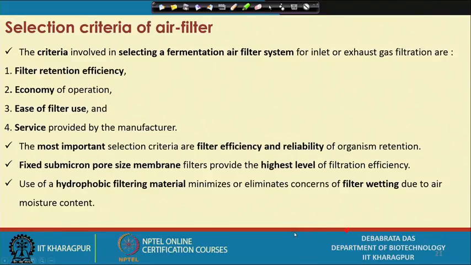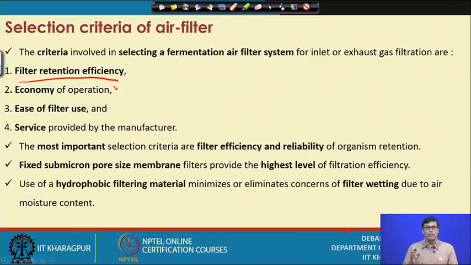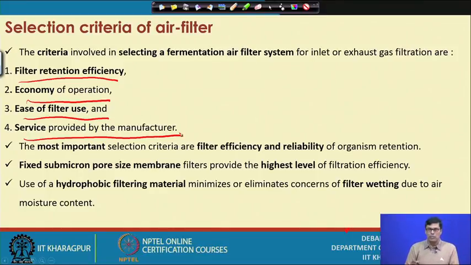Now, the question comes, what should be the selection criteria of the air filter? There are several selection criteria. One is the filter retention efficiency, how much efficiency is there. Here I want to tell you one important thing: whenever we talk about retention efficiency, that means how much organism it can retain, and indirectly how long this air filter can be utilized. Then economy of the operation, how much money you spend for that, age of the air filter, how easily you can use the air filter, and service provided by the manufacturer.